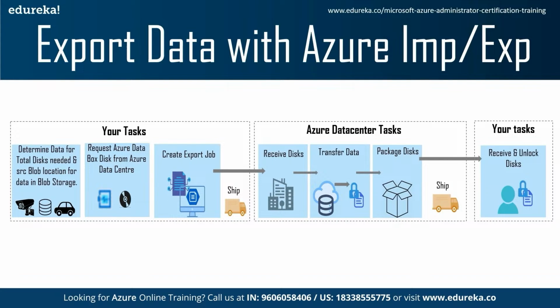Then on your end, you can receive and unlock the disk. When you receive the disk, you can mount them and use them locally. The data is encrypted. You can find the BitLocker keys for each drive with the export job details in the Azure portal. This is how import data with Azure Import Export and export data with Azure Import Export look like. This is the architectural understanding of it. I hope you have understood it.